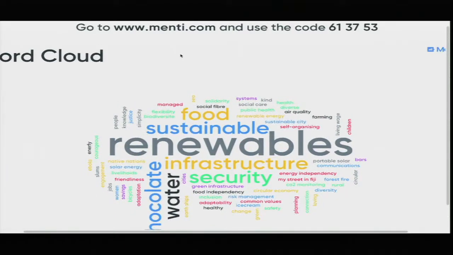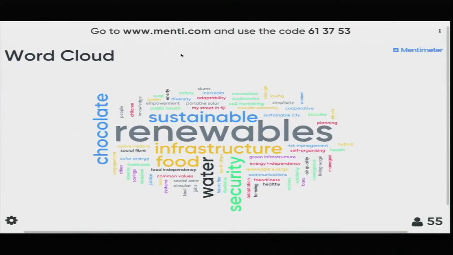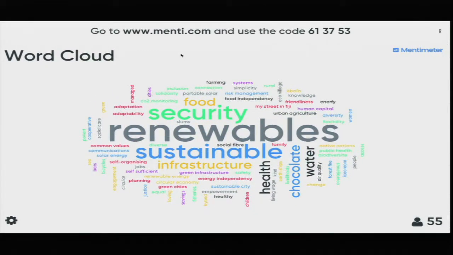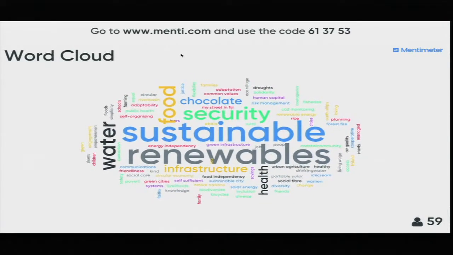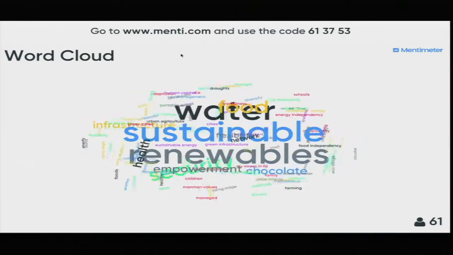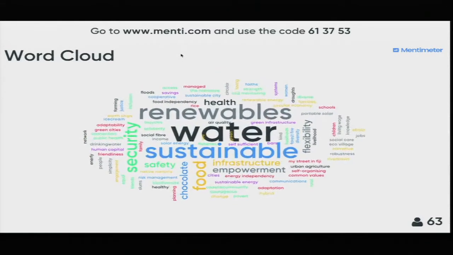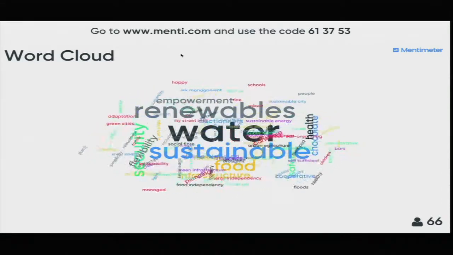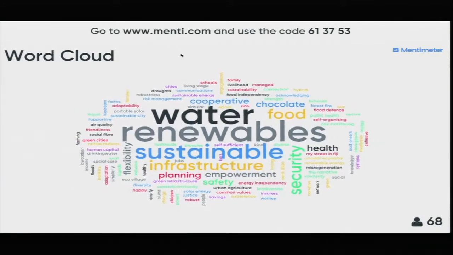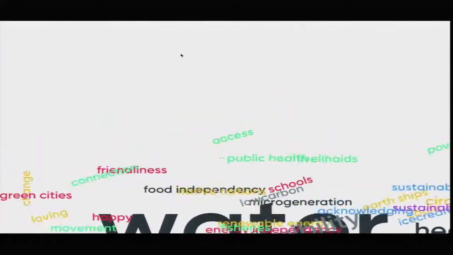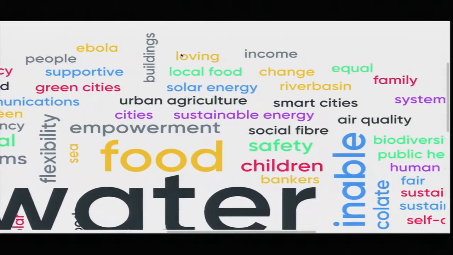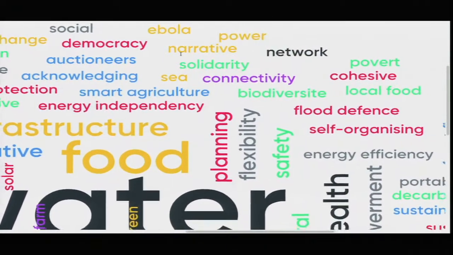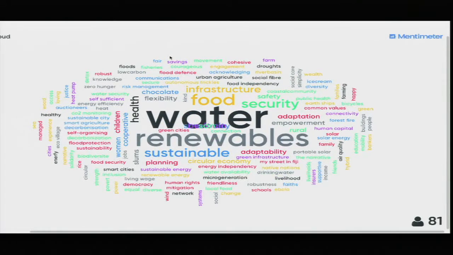So there's renewables, sustainable food, there's security we think of. We think of water. And I'll make this word cloud available to you, but it's basically a snapshot of what we think about when we think about resilient communities in this room. Very cool. I can't read the smaller ones, but I'm happy to share that with you on your conference app if that's possible, and otherwise in another way. So water seems really to be a big one. Thank you for that introduction activity.